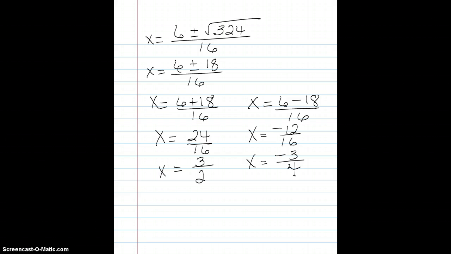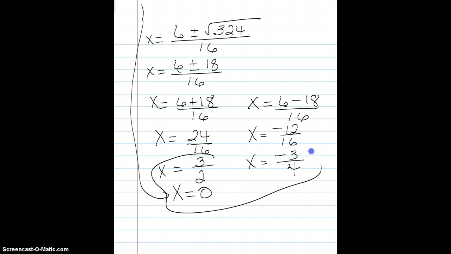Oops, but it was a cube, so I'm expecting 3 answers. Let's not forget the one that we had earlier from up there. So there's my 3 answers.